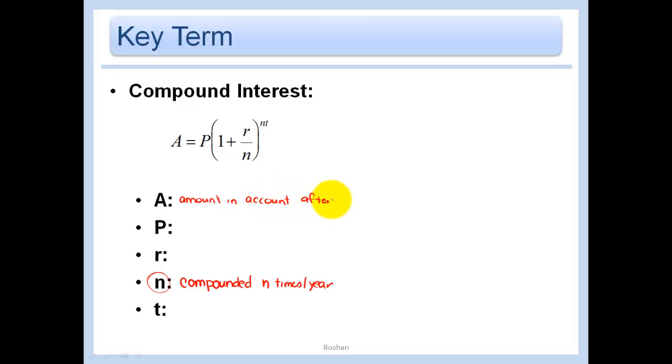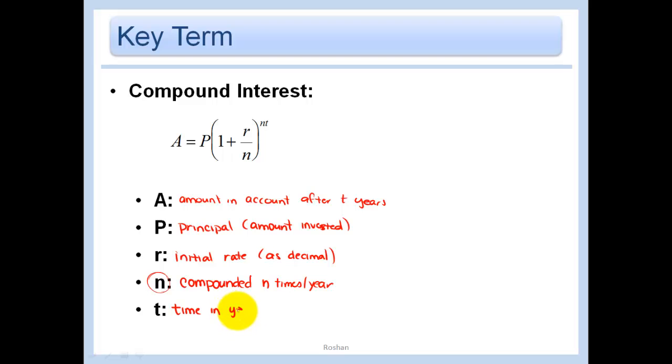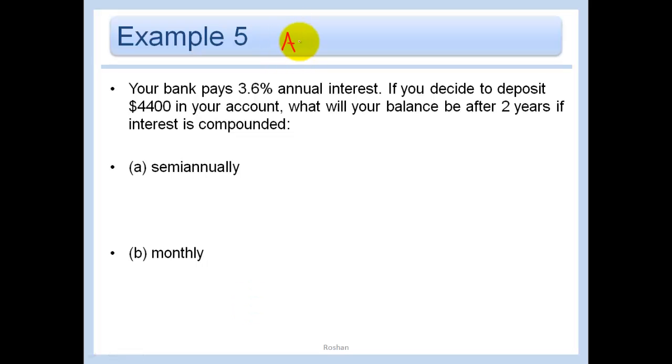after 2 years. P is the principal. In other words, the amount that you invested, the amount that you put into your bank account, say. R is the initial rate. Of course, we want to put this as a decimal, just like we did in the last example. And T is just your time in years. So the best thing to do is to apply this. Remember, we have A equals P times 1 plus R over N to the NT.